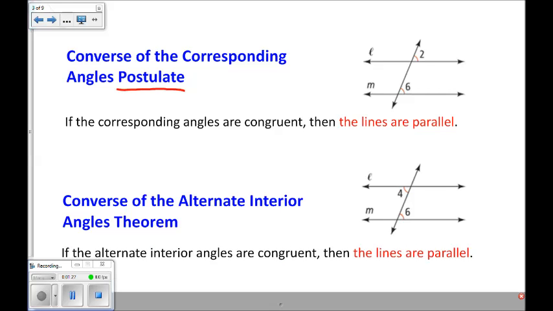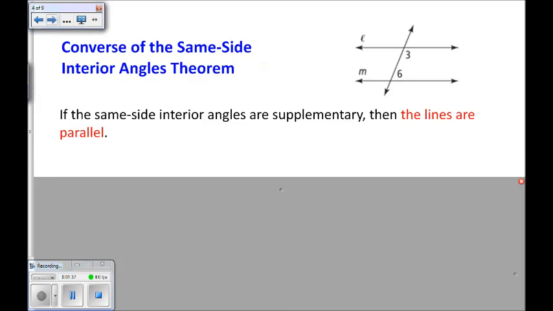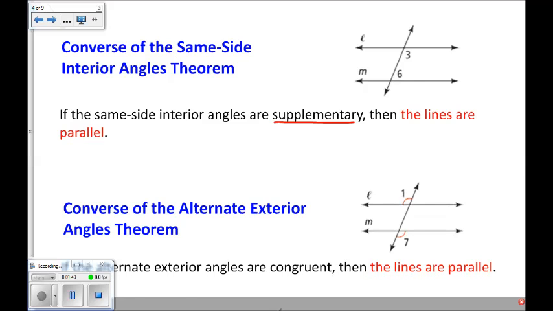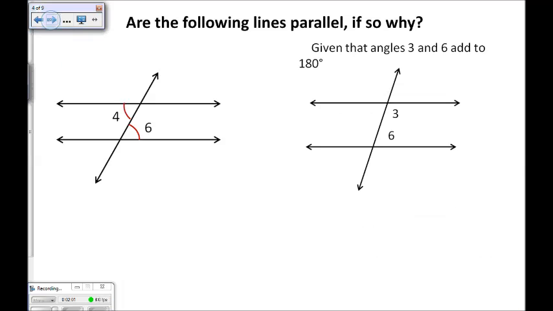The converse of the alternate interior angles theorem says if the alternate interior angles are congruent, then the lines are parallel. The converse of the same side interior angles theorem says if the same side interior angles are supplementary, again this is the different one, then the lines are parallel. And our last one, the converse of the alternate exterior angles theorem, says if the alternate exterior angles are congruent, then the lines are parallel. Make sure you have all 4 of these in your notes because they're pretty important.